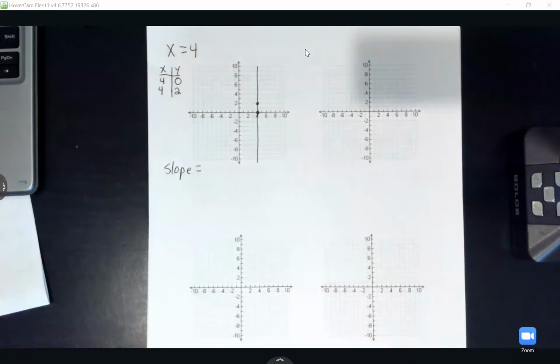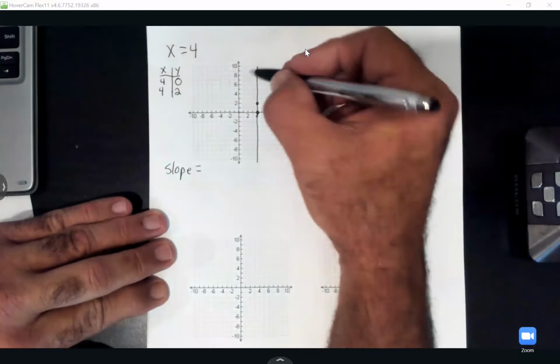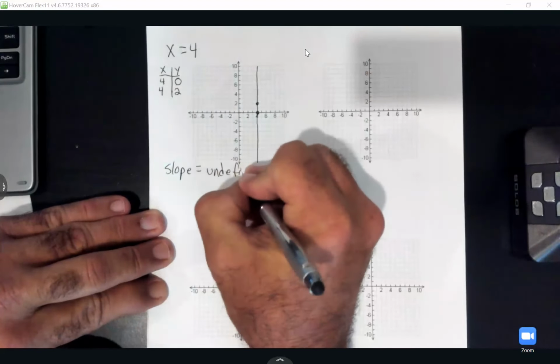So now I want the slope of that vertical line. Well, we said a while ago that the slope of any vertical line was undefined.